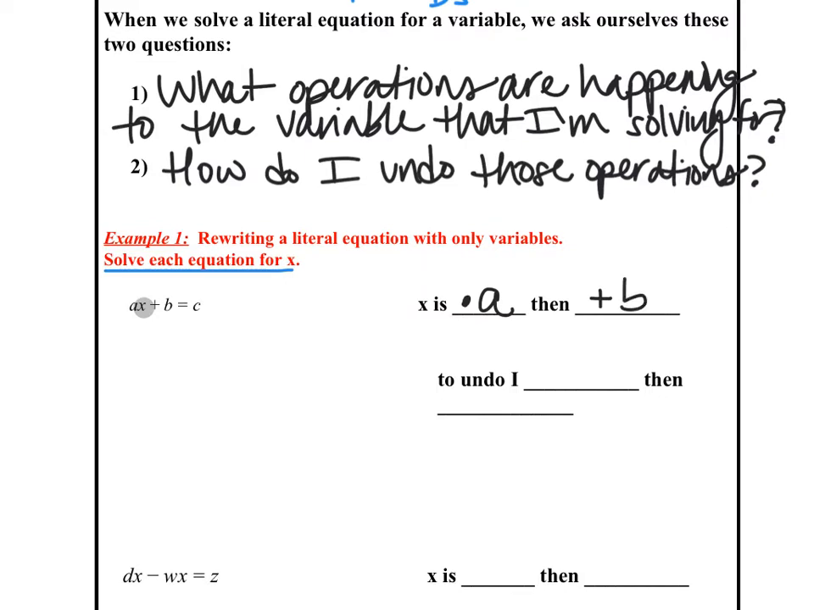It goes in that order because order of operations says that the multiplication and division happens first, and then the addition and subtraction. So that's why I said multiplication and then addition. So to undo it, I go backwards. I have to undo the plus b, I have to subtract b first, and then I will divide by a.